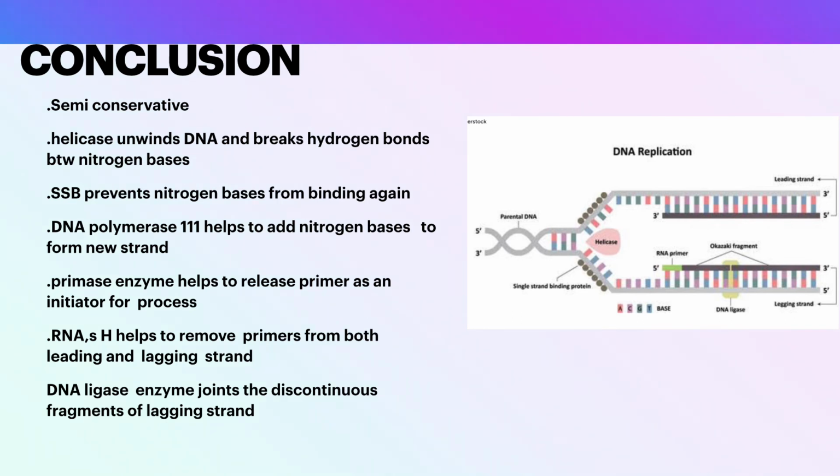DNA polymerase 3 helps to add nitrogen bases to form the new strand. Primase enzyme helps to release primers as an initiator for the process. RNase H helps to remove primers from both leading and lagging strands. DNA ligase enzyme joins the discontinuous fragments of the lagging strand. And now we have two daughter DNAs as a result of replication.